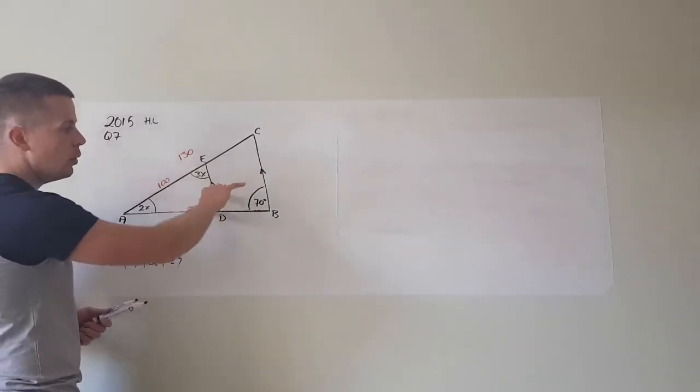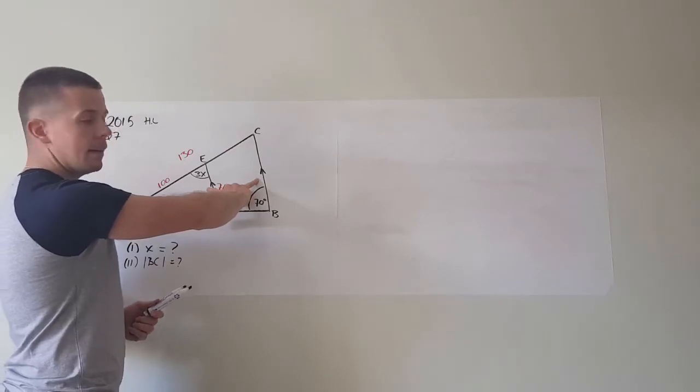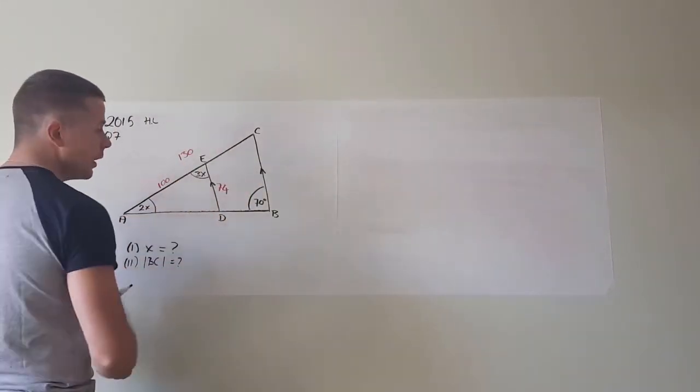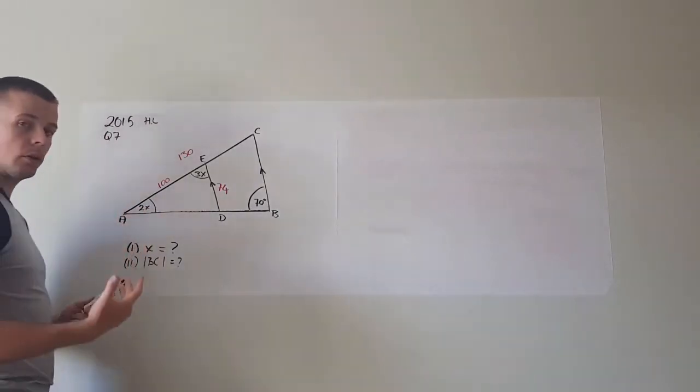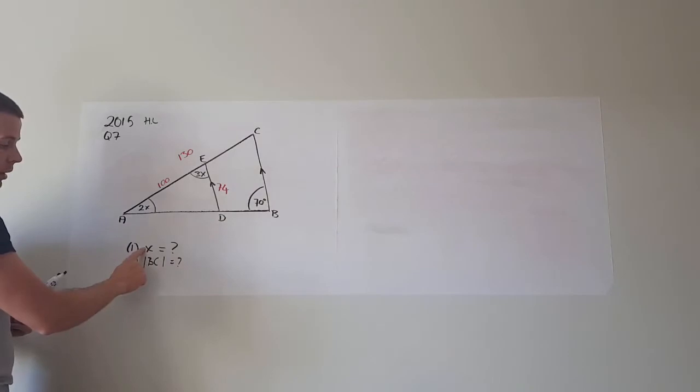On both of these lines we can see that there's two arrows, so that is telling us that each of those lines is parallel to the other. Okay, so that's an important fact that we're going to use in the second part of the question. But if we look here for part 1, we have to find the value of x.